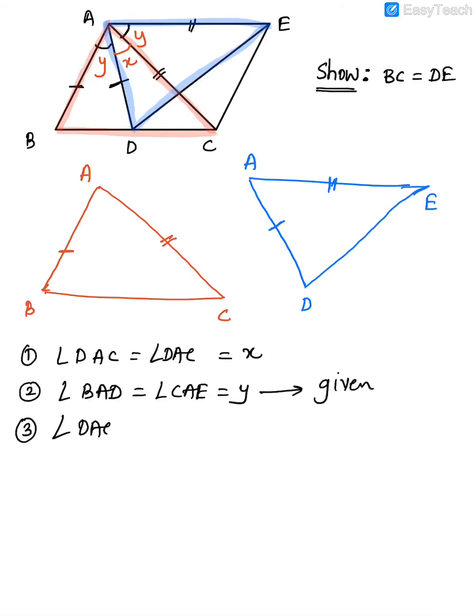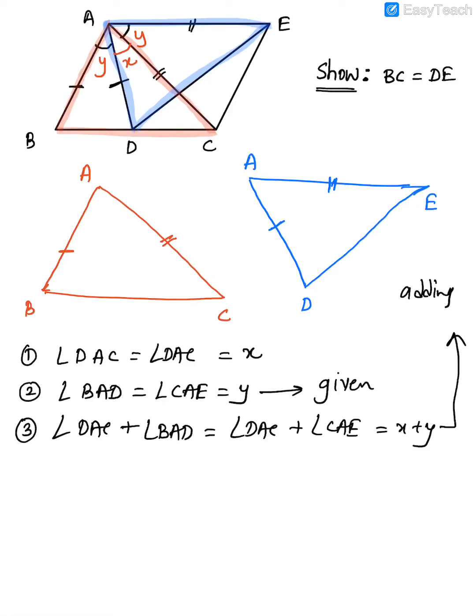Angle DAC plus angle BAD is equal to angle DAC plus angle CAE is equal to x plus y. What will be the reason for this? Adding 1 and 2. Then number 4.